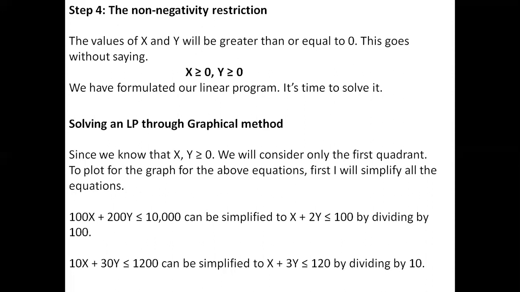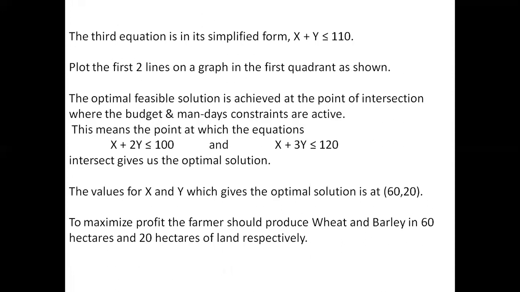Simultaneously, 10x plus 30y less than or equal to 1200. As per the availability of labor, we are utilizing only some of the labor, and hence it can be simplified to x plus 3y less than or equal to 120 by taking 10 as a common factor. Hence the third equation, in simplification, we get x plus y less than or equal to 110. Plotting the lines on the graph in the first quadrant, the optimal feasible solution was achieved at the point of intersection.